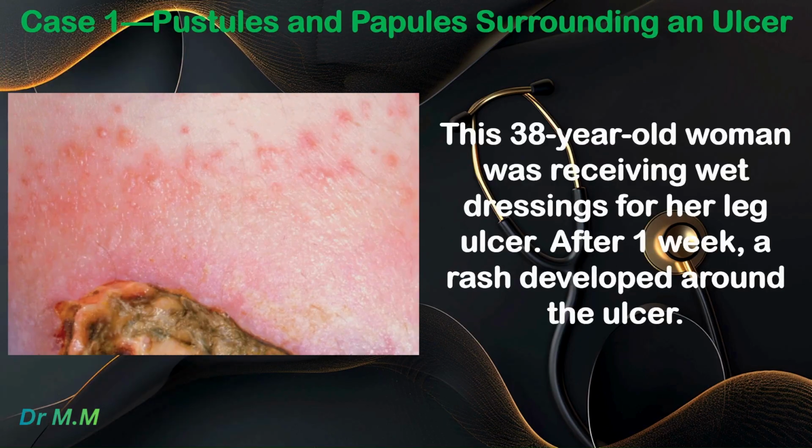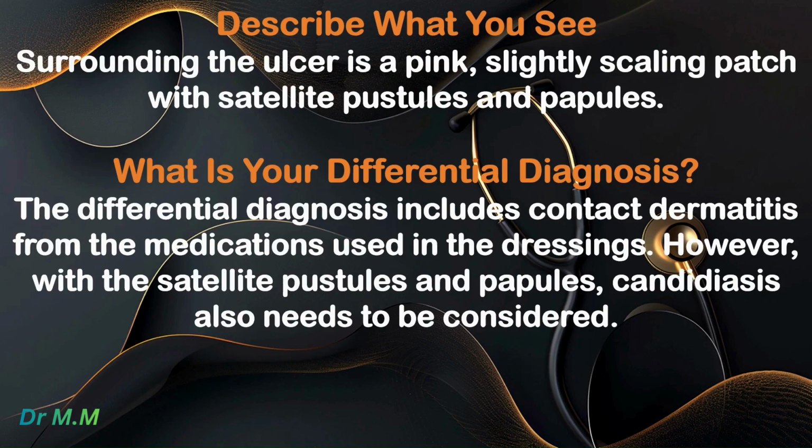Case 1, pustules and papules surrounding an ulcer. This 38-year-old woman was receiving wet dressings for her leg ulcer. After 1 week, a rash developed around the ulcer. Describe what you see. Surrounding the ulcer is a pink, slightly scaling patch with satellite pustules and papules. What is your differential diagnosis?